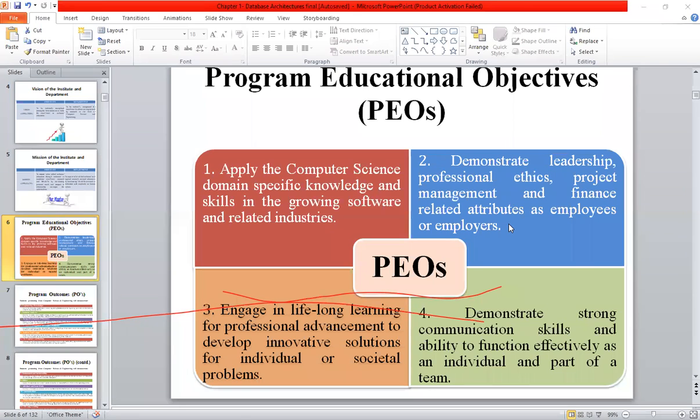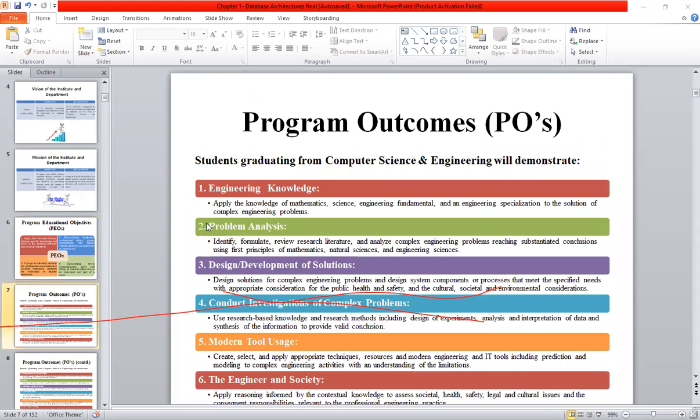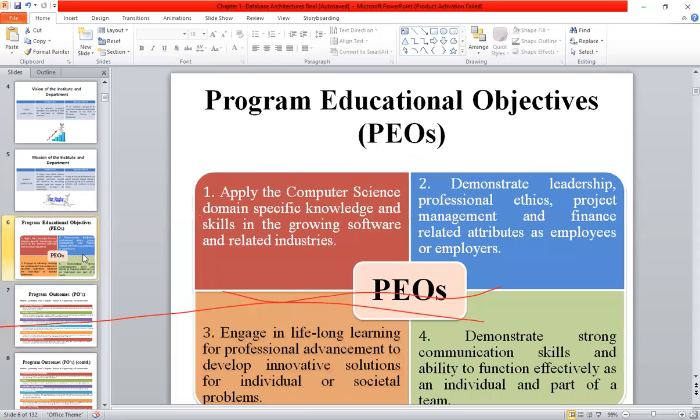Being an engineer, you have a responsibility to give something to your society, right? That's why there is a need to apply your knowledge for solving societal problems.